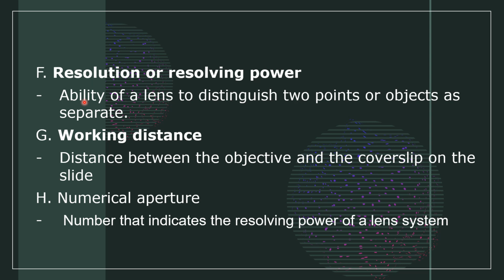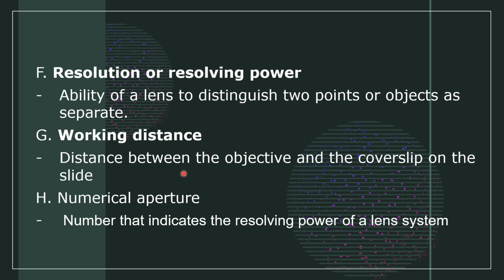Okay, moving on to your resolution or resolving power, that is the ability of a lens to distinguish between two points or objects as separate. This one describes the ability of the lens system to reveal fine detail. In manipulating the microscope, it is somewhat similar to manipulating a camera.